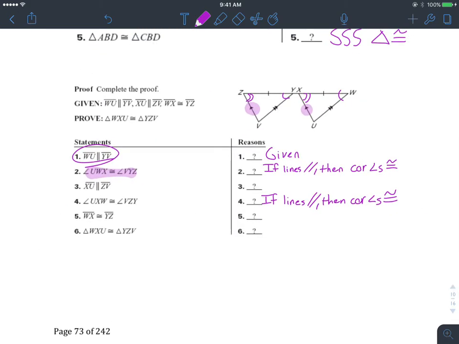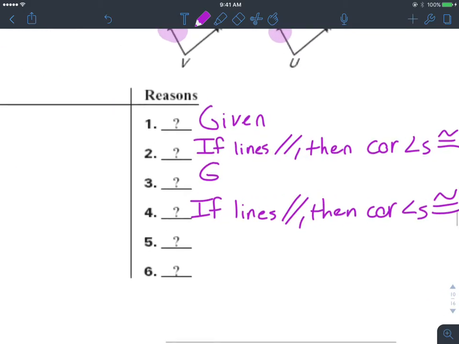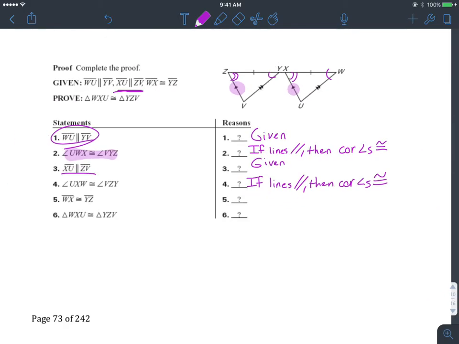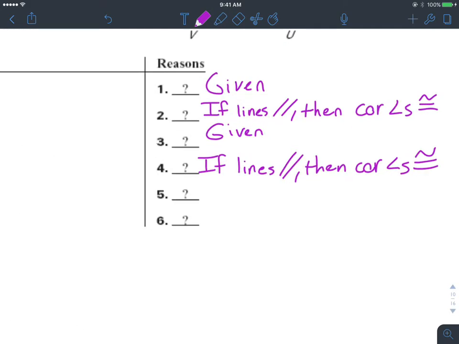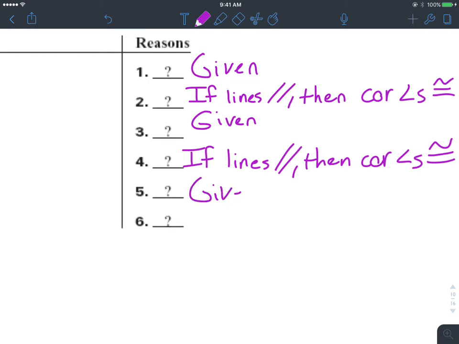Hopefully you recognize that this second thing here was one of our second given statements right here. That would be right there. So it's also given. Okay, and then they also told us one more thing here. They told us that the two sides right here, WX, is congruent to YZ. So that was another given thing.